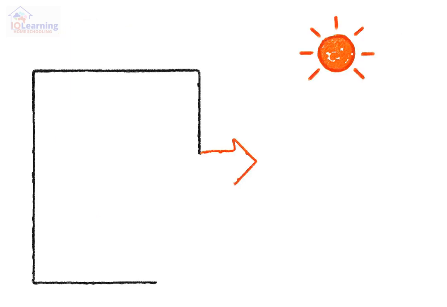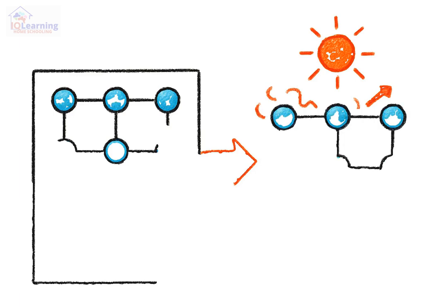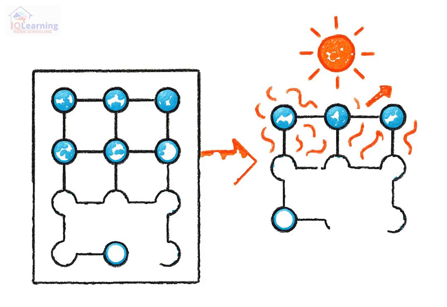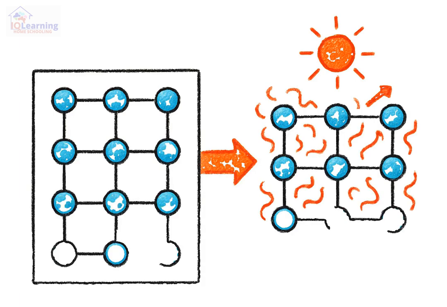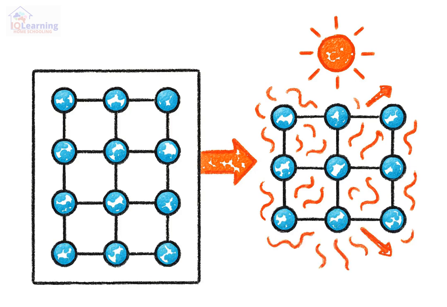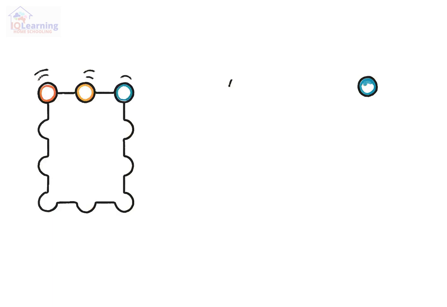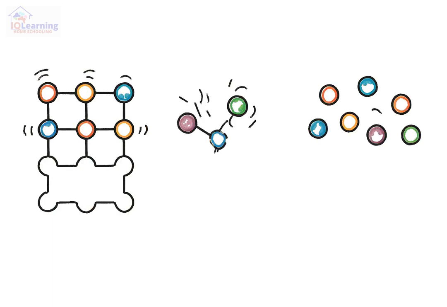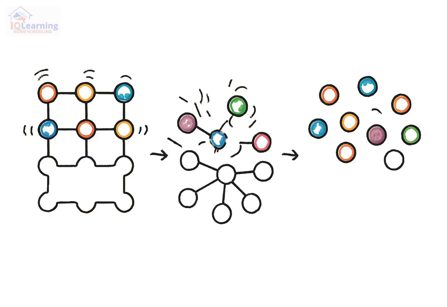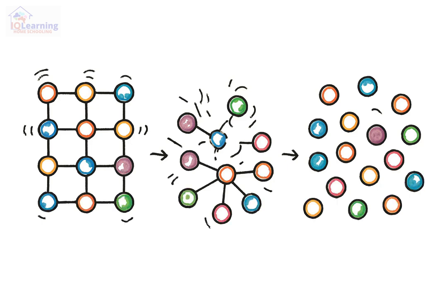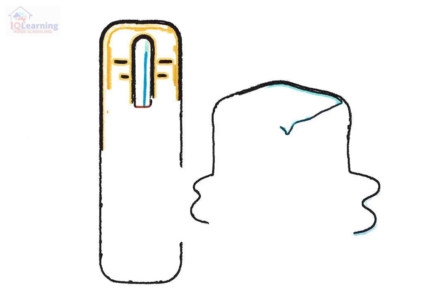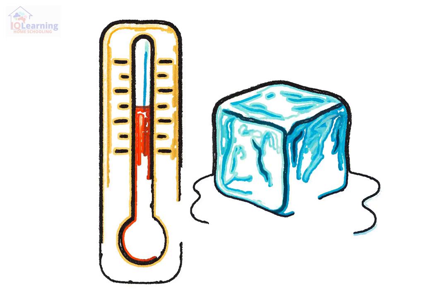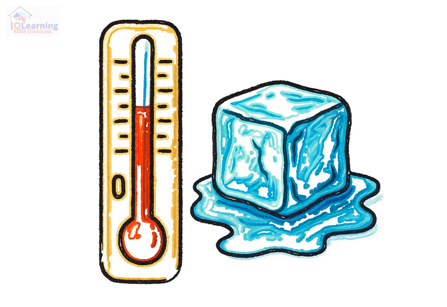Imagine particles in a solid, like ice. They're locked into a neat, rigid grid, just vibrating in place. But when you add heat, you're adding energy. They start to vibrate harder and harder until they shake so violently they break the invisible bonds holding them together. The grid collapses. The particles are now free to slide past each other. That's melting. For water, this tipping point happens at a specific temperature, 0 degrees Celsius.